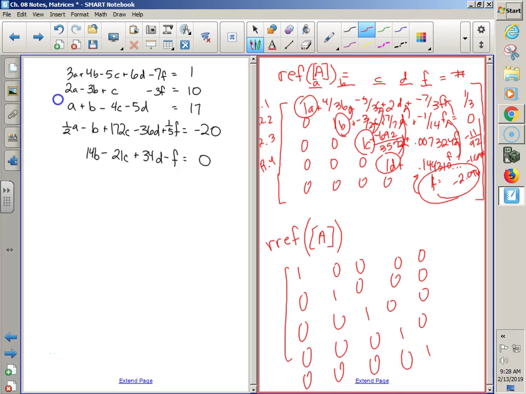Why is this nice? What's the only thing in equation 1 now? 1a equals, ooh, what's it tell you? Yeah, let's do 2 decimals. 1b equals, 1c equals, 1d equals, and 1f equals.